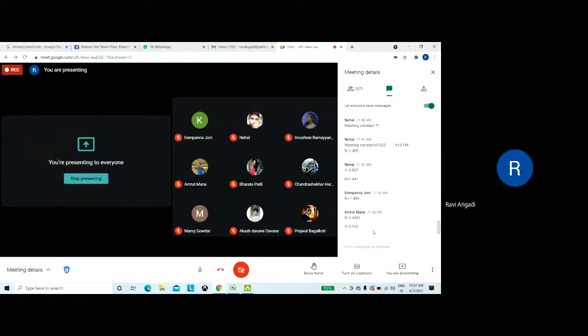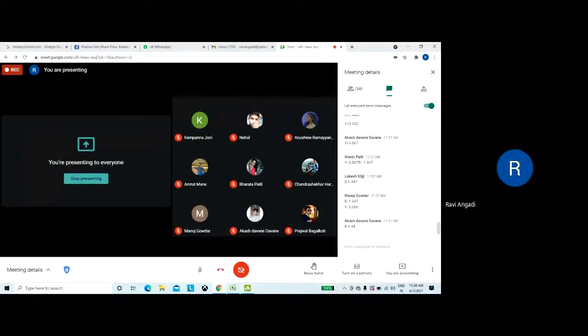What about others? Not posting your answers. Akash Dane, 3.067, correct. Mansi, correct answer. Lokesh Mijji, okay. Manoj Gowda, okay. Others also calculate. And those who have posted the answer here, all are correct.